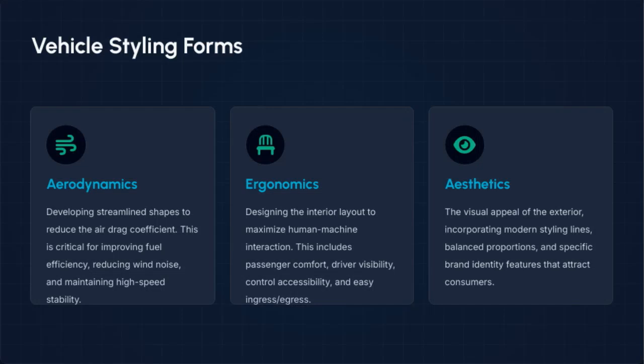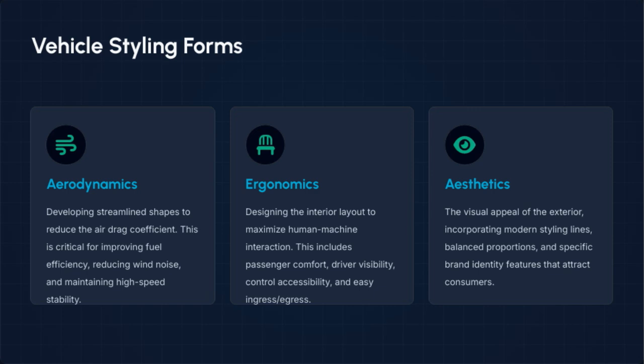Let's take a closer look at vehicle styling forms. When we talk about the exterior, the visual appeal is really about creating a look that catches the eye. This involves modern styling lines that give the vehicle a dynamic feel, balanced proportions that make it look stable and well-designed, and specific brand identity features that help the vehicle stand out and attract consumers. It's about making sure the exterior not only looks good, but also communicates the brand's personality.